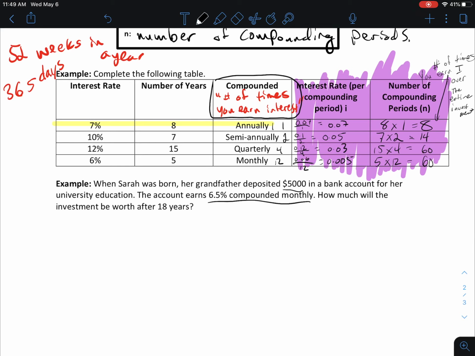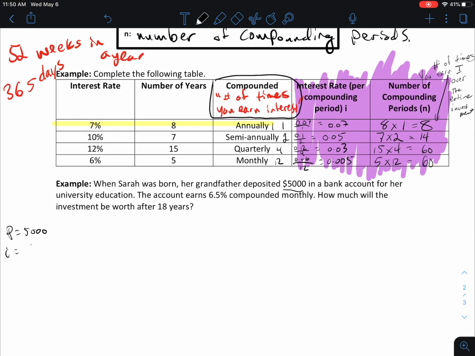So, when Sarah was born, her grandfather deposited $5,000 in a bank account for her university education. The account earns 6.5% compounded monthly. How much will the investment be worth after 18 years? Let's write down the things that I know. It's presently worth, right from day one, $5,000. So the P value is going to be 5,000.